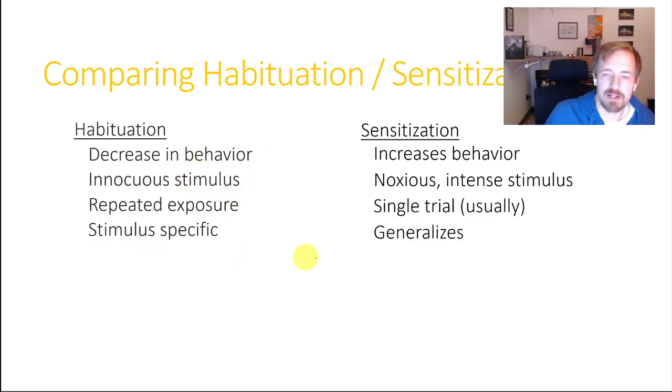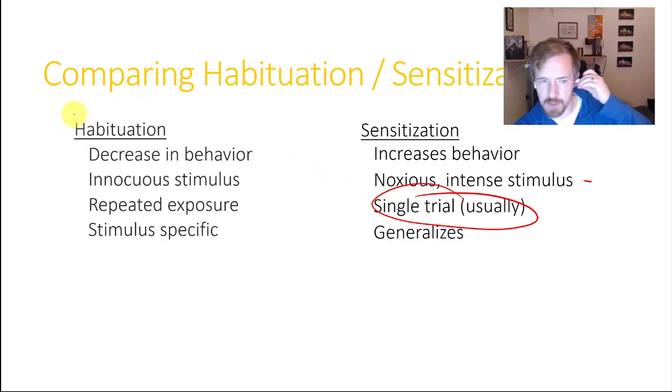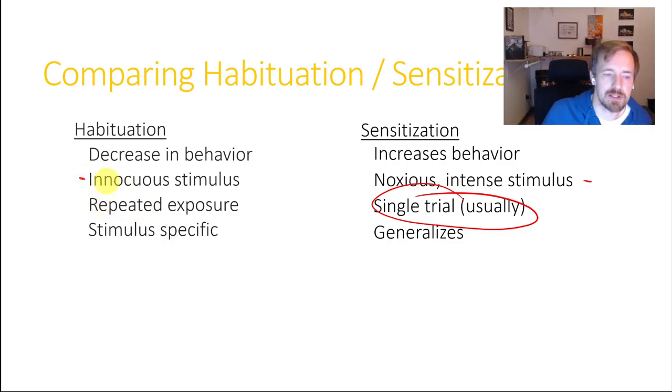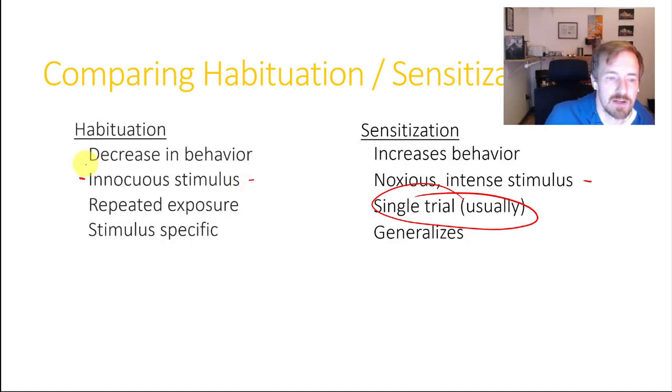So just as a quick reminder of these two competing processes, we have sensitization, which is going to increase the strength of the behavior. It usually involves an aversive stimulus. You only need one trial for this to work, and it does generalize across other kinds of stimuli. That is the exact opposite of habituation, which is going to decrease its strength over time and repetition. Usually the stimulus is going to be seen as innocuous. In other words, it doesn't matter. It's just kind of boring. It's not bad, it's not dangerous. This occurs with repeated exposure instead of just one trial, and it is specific to the stimulus.